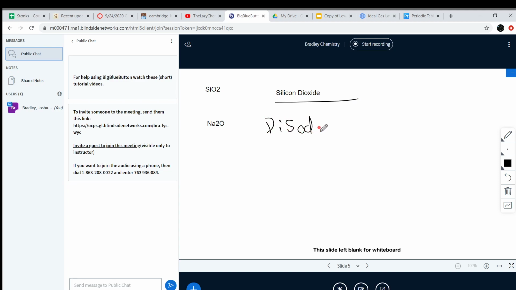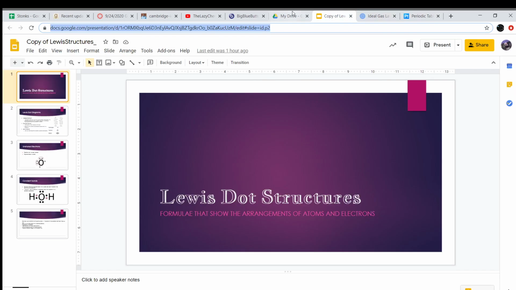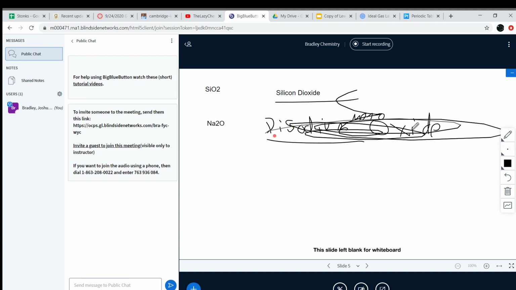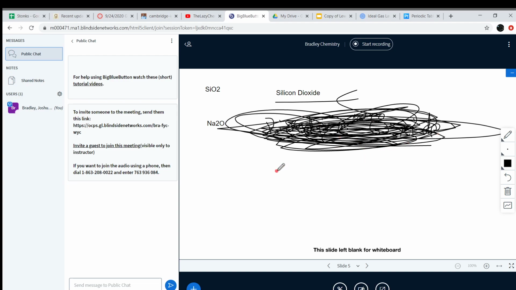The reason is because this is a metal. This would not be disodium monoxide. Sodium is a metal. Metals we have to name ionically. So this doesn't work. This one would just be sodium oxide.